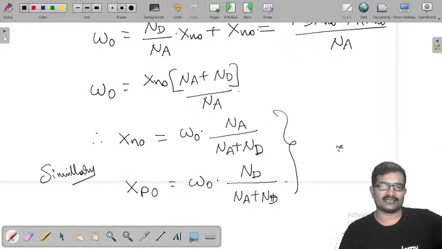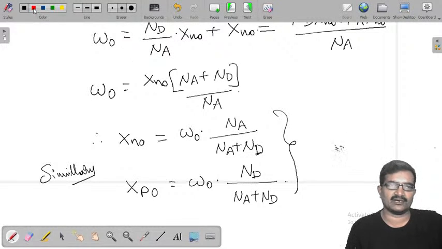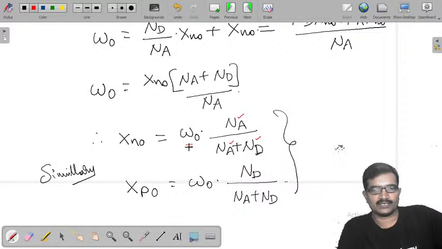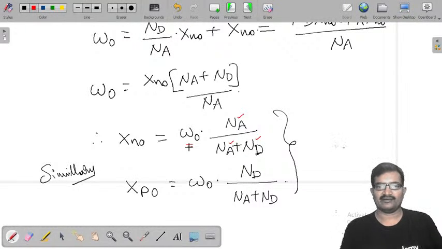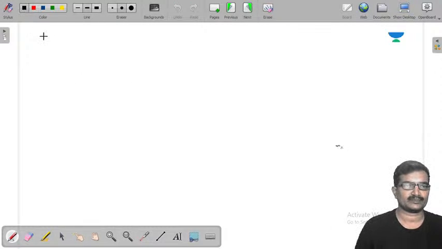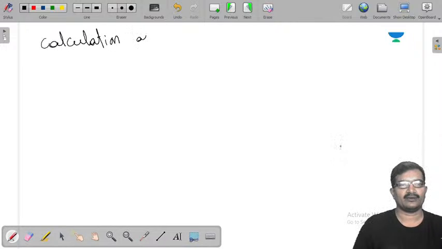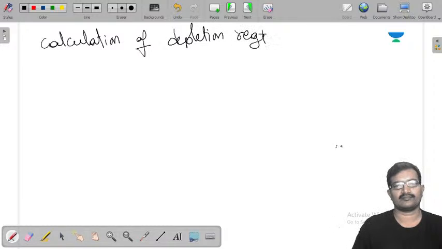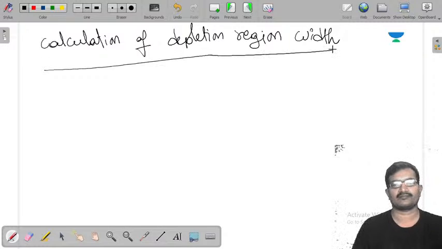And if you observe one thing in this, we know the values of Na doping, Nd also we know, but the depletion region width W naught we don't know. Now we need to calculate the width of the depletion region. Okay, now I'm going to calculate that depletion region width. Calculation of depletion region width.